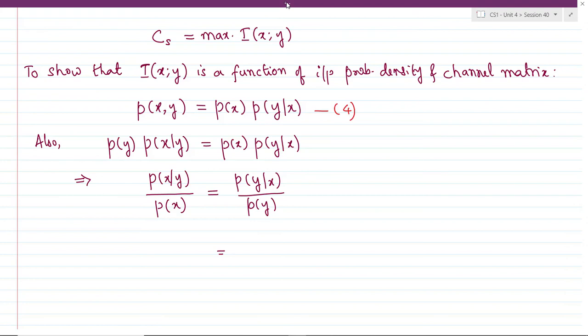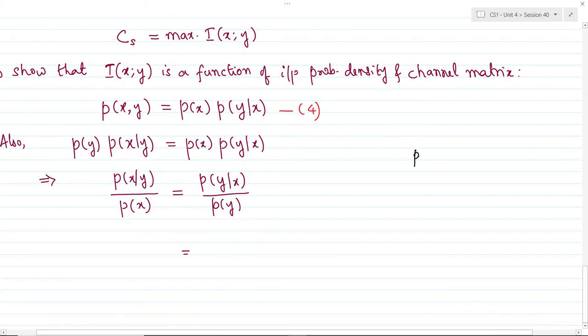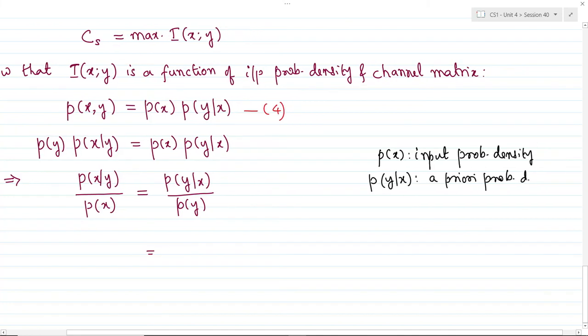p of y, because of the fact that I want to make this I a function of P of x, which is input probability density, and P of y given x is a priori probability, okay, or we have seen this as the channel matrix as well.